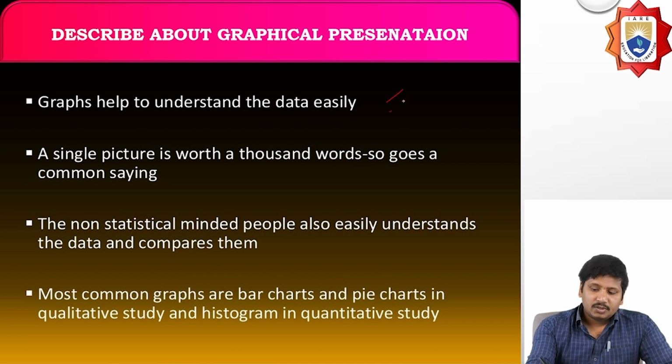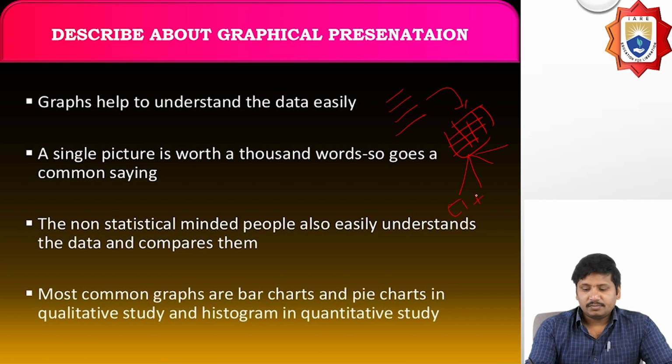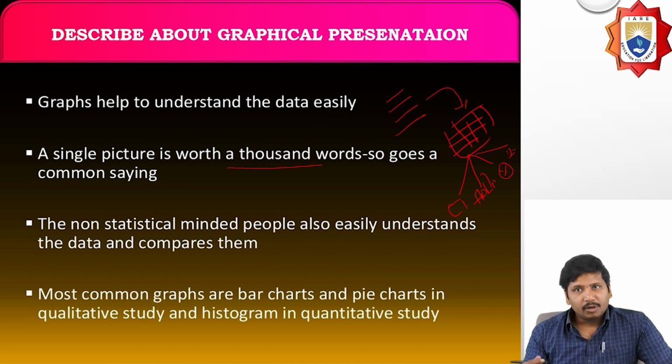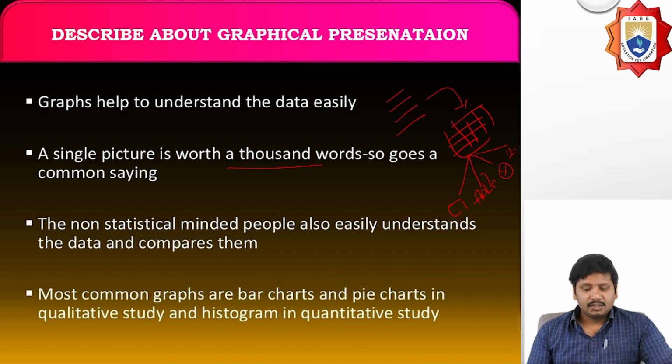Whatever text we have is going to be put in the form of a table. From this table, again, we construct various kinds of graphs for better understanding, like bar graph, pie chart, pictogram, like this. A single picture is nothing but a thousand words, so goes a common saying. And non-statistical minded people can also easily understand the data and compare them. Mostly people are going to prefer the bar charts and pie charts.